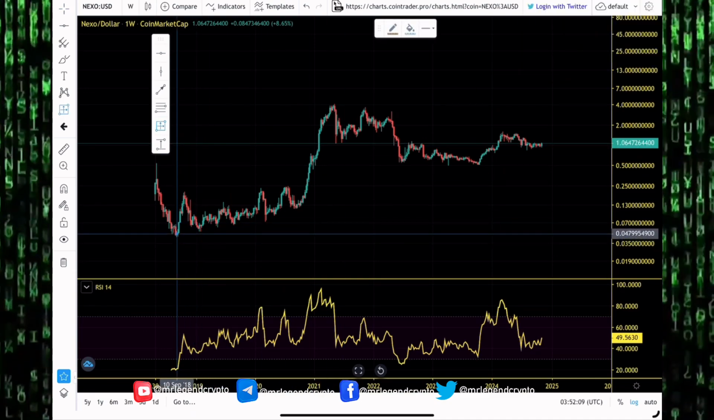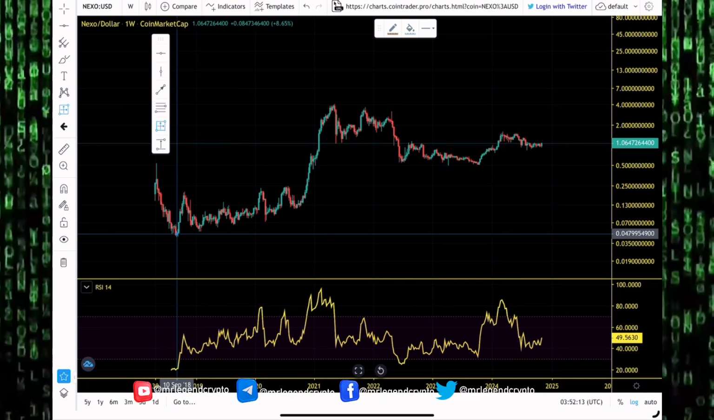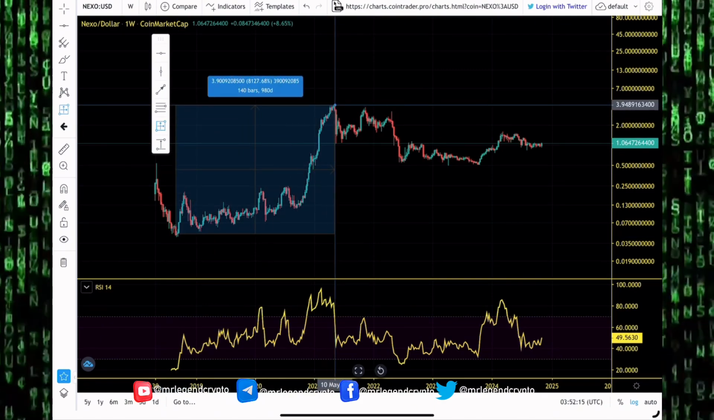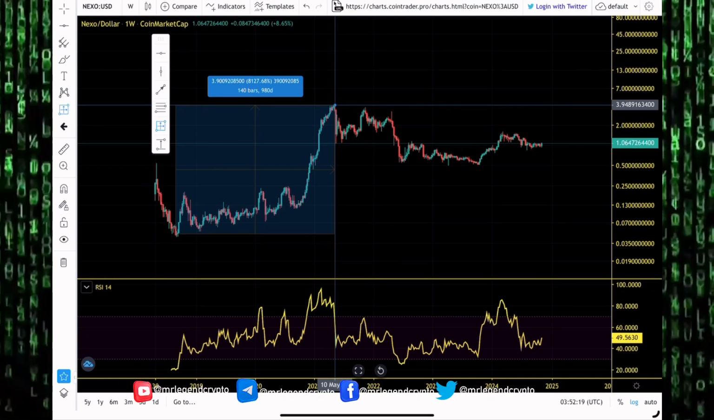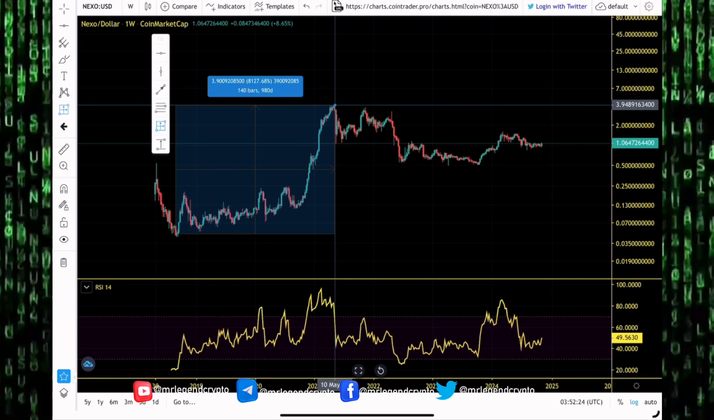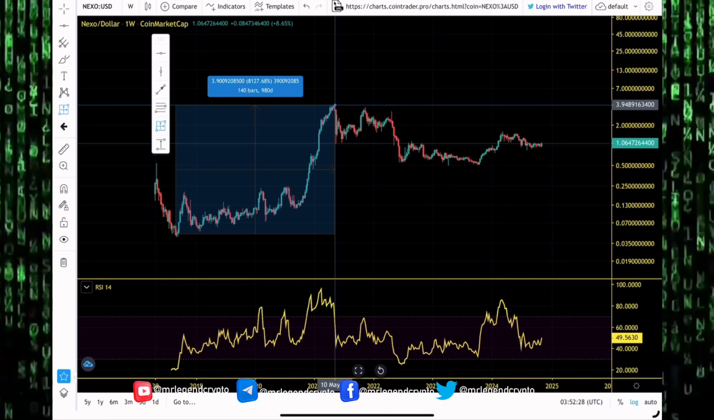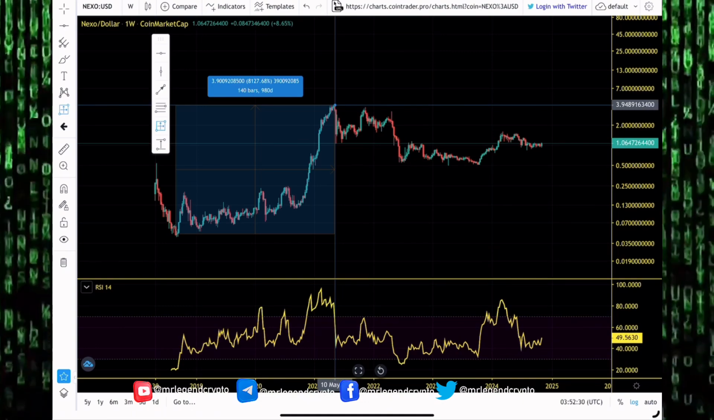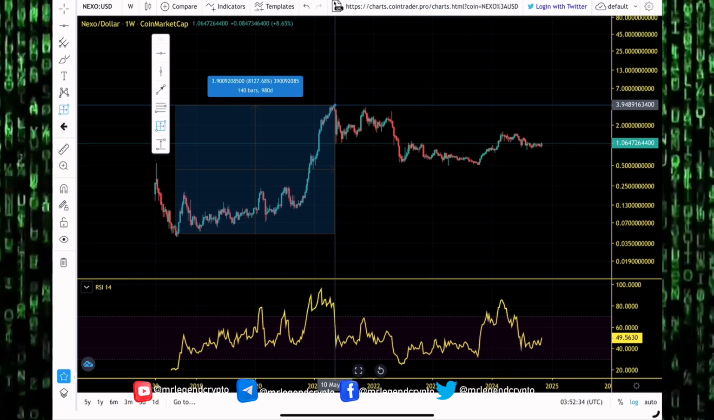Nexo picked itself up from the 10th of September 2018 when it was down in Goblin Town trading at the $0.047 level, still rallying to new all-time highs. And by the time the bull market ended in May of 2021, Nexo had rallied up by 8,100%. Nexo had gone up by 81x. $1,000 invested in Nexo in September of 2018 would have given you $81,000 when the bull market ended in May of 2021.